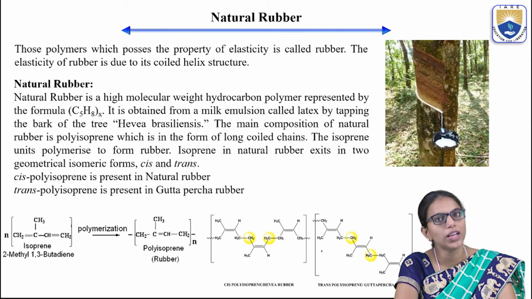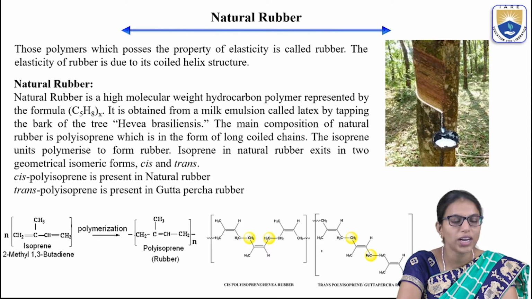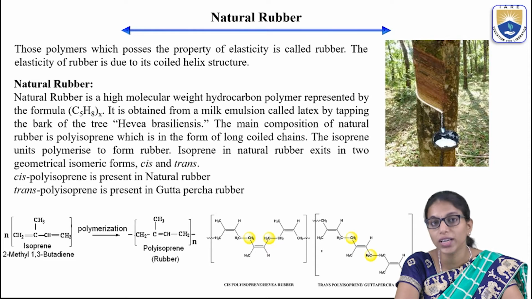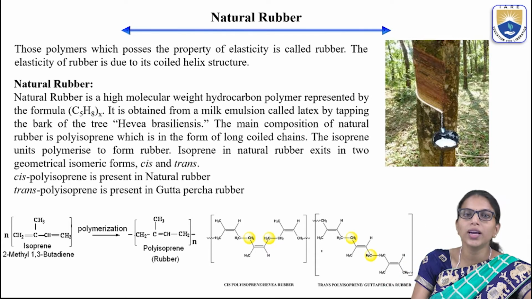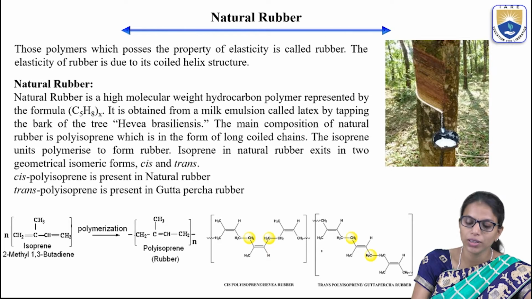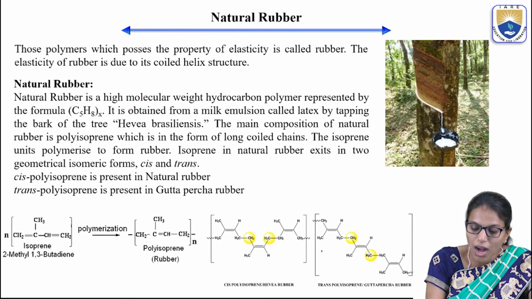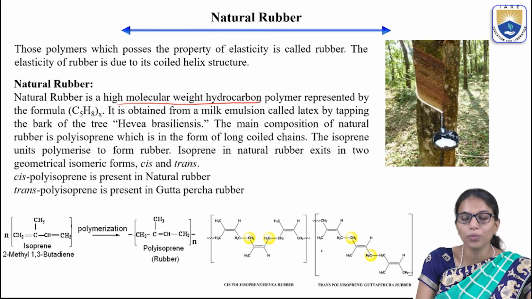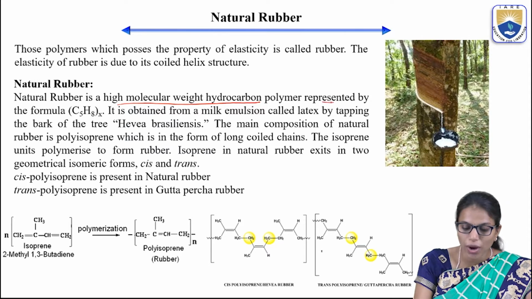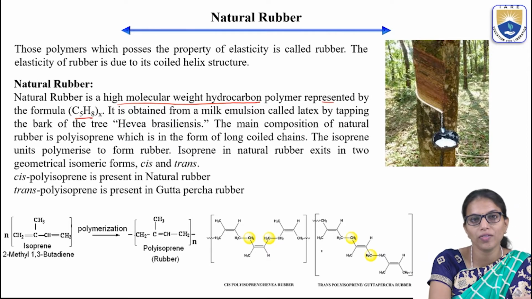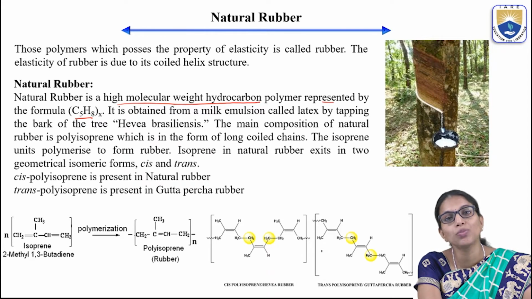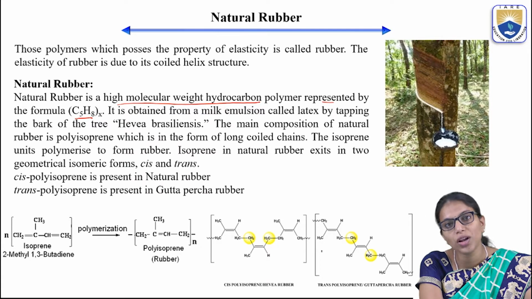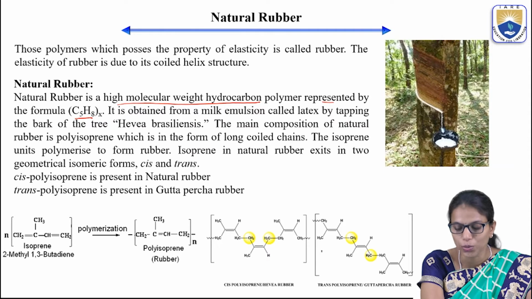Now coming to natural rubber. Natural rubber means it is formed by nature, something which is already there in nature. Natural rubber is a high molecular weight hydrocarbon polymer represented by the formula C5H8, and C5H8 is nothing but the monomer of natural rubber, which we call isoprene.